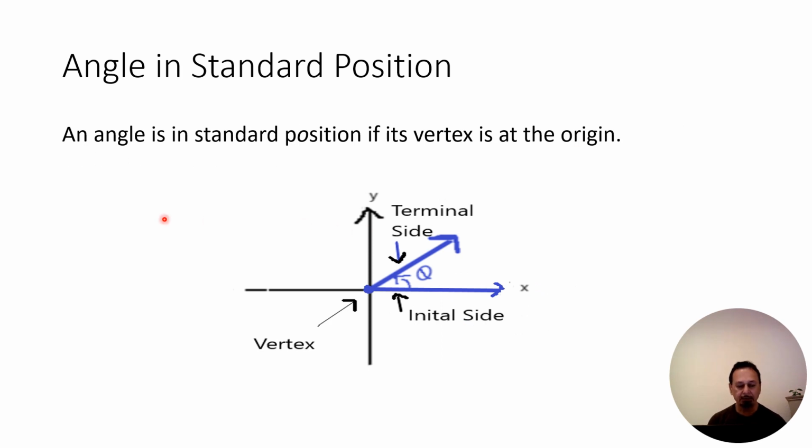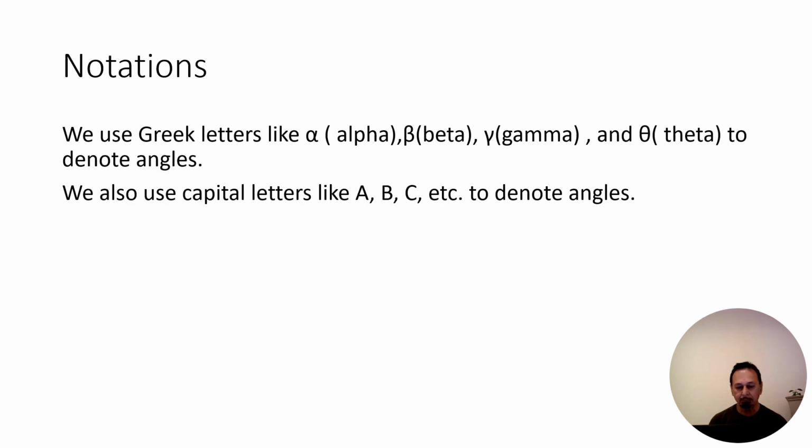Angle in standard position. An angle is in standard position if its vertex is at the origin, just like this one. The initial side is on the x-axis, and the terminal side can be anywhere. Like in this case, it's this terminal side. So this angle theta is an angle in standard position. To denote angles, we can use Greek letters like alpha, beta, gamma, theta, and we can also use capital letters A, B, C.